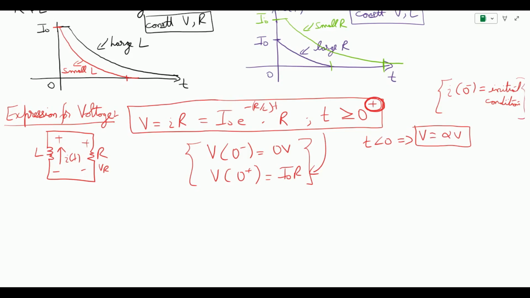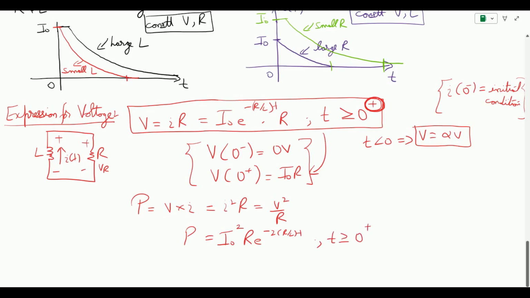Okay, now since we have found the currents and voltages, obviously the next best thing is to find the power. So we know power is equal to voltage into current, or it's a product of voltage and current. We can also write it as I squared R. It can also be written as V squared by R. So if we write it in terms of I squared R, power comes out to be I naught squared R e raised to the power minus 2R by L into T. Again, this is for T greater than or equal to 0 plus. So this is the expression to find the power, and here the negative sign upon the exponential means that the power is getting dissipated.